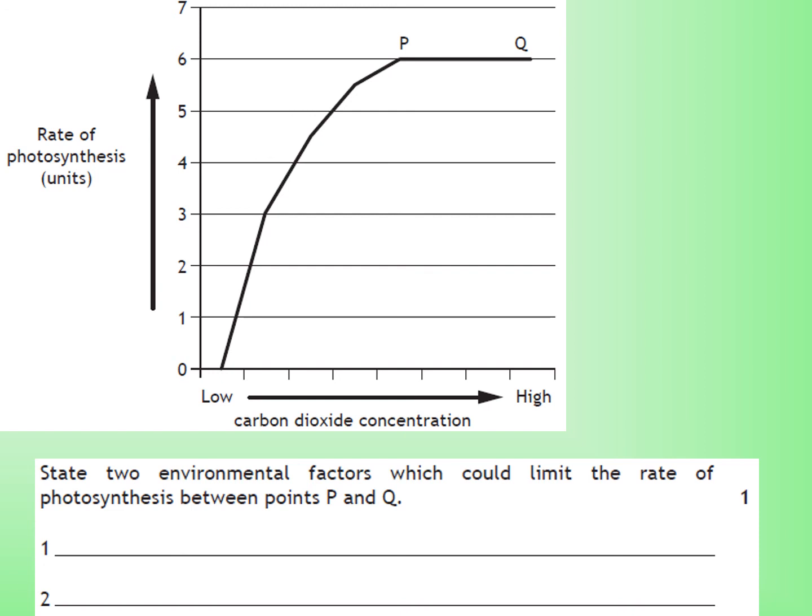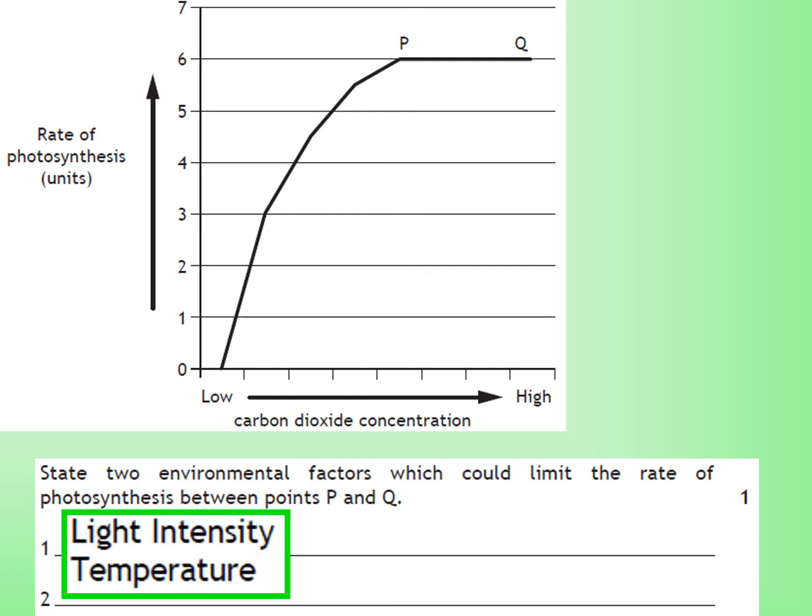State 2 environmental factors which could limit the rate of photosynthesis between point P and Q. So again, when you're on the way up, you look down, but here between P and Q we're on the level. So it's not what's on the x-axis. So it's some other factor. So it can't be carbon dioxide. What else could be holding back the rate of photosynthesis? What other factors affect photosynthesis? Light intensity or temperature. Remember, when you're on the level, that is not what's on the x-axis. When you're on the way up, it is. On the level, it's not.